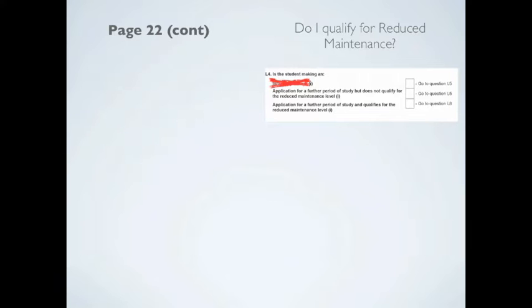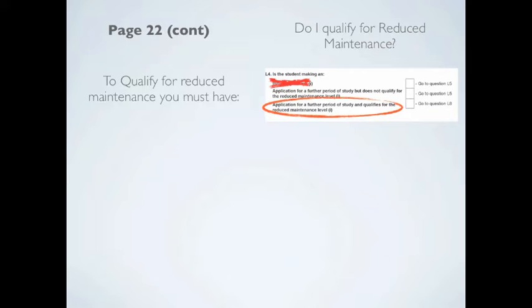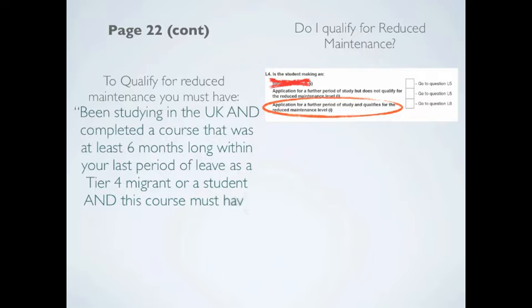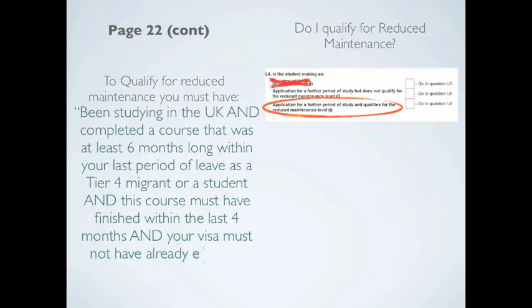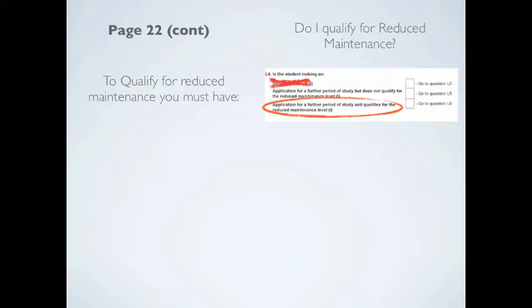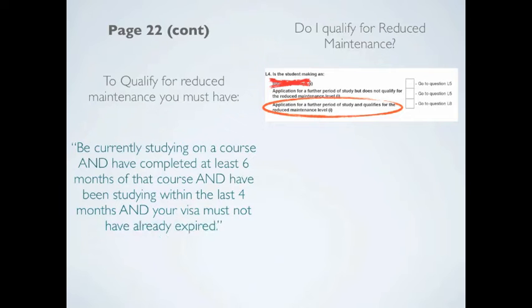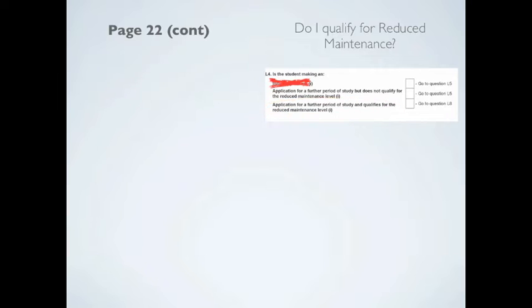To qualify for the reduced maintenance level, you must have been studying in the UK and completed a course that was at least 6 months long within your last period of leave as a Tier 4 migrant or a student, and this course must have finished within the last 4 months. Or be currently studying on a course and have completed at least 6 months of that course and have been studying within the last 4 months. If you meet these criteria, you qualify for the reduced maintenance level, so you must tick the bottom box and go to L8.